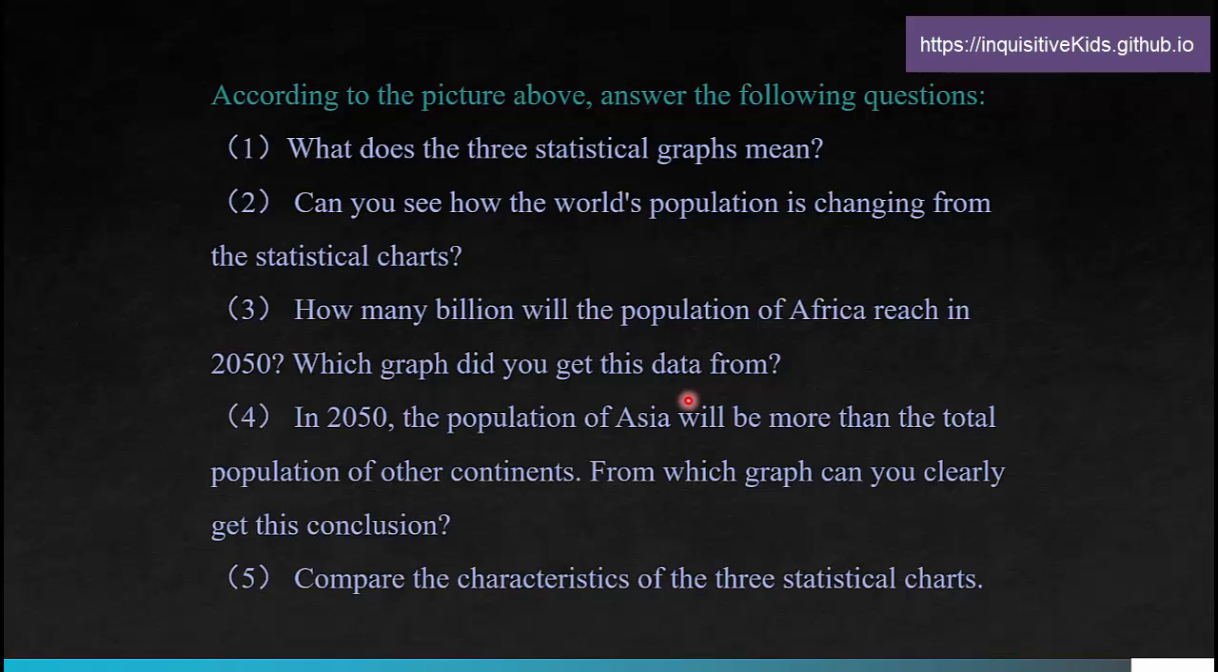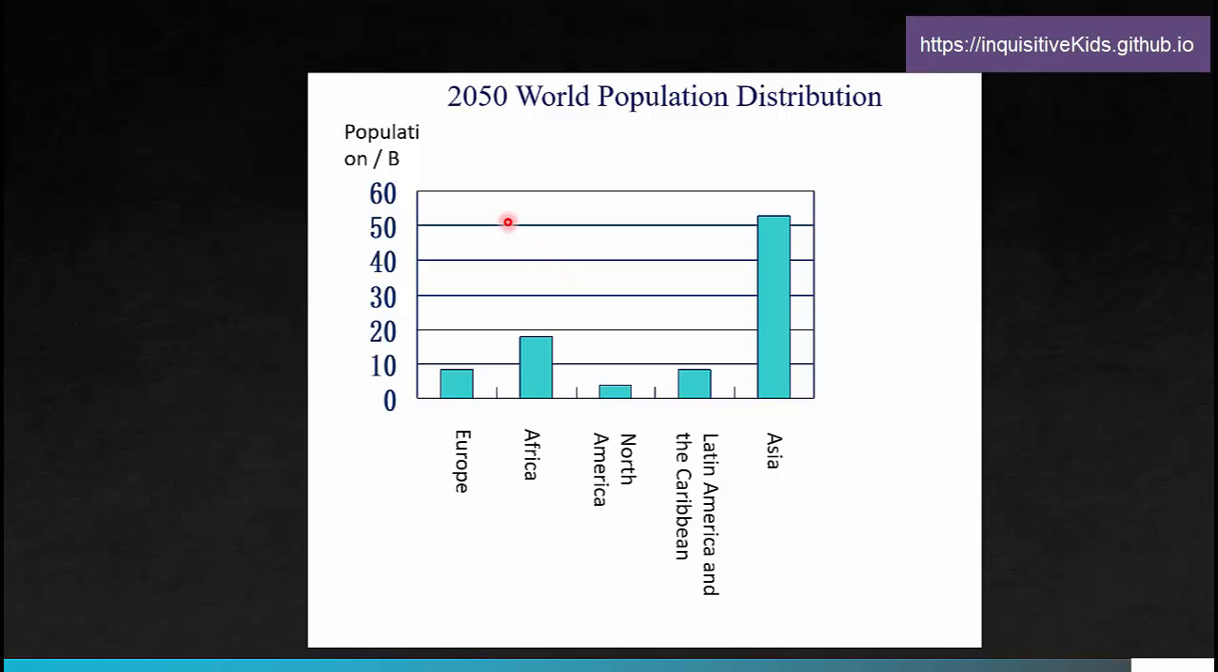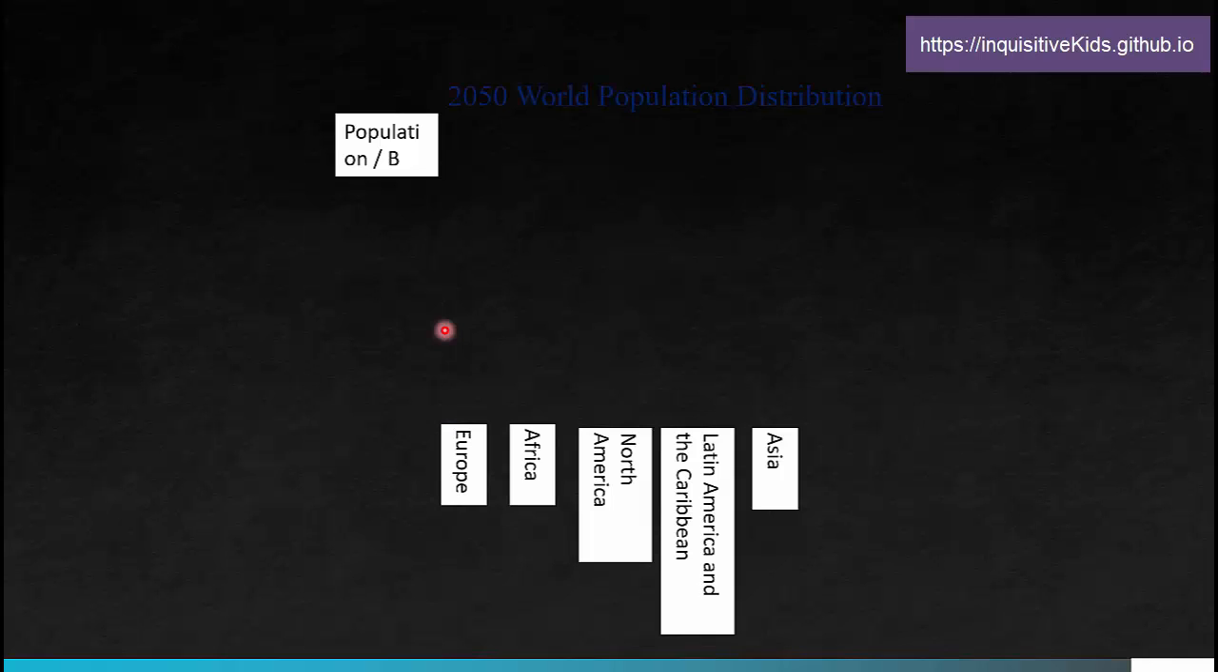According to the picture above, answer the following questions. What do the three statistical graphs mean? So, what type of data do we get from the charts? Here we see the 2050 world population distribution, and this is population in the billions. And there's Europe, Africa, North America, Latin America and the Caribbean, and Asia. And then we can really compare well the amounts of population on all the continents.